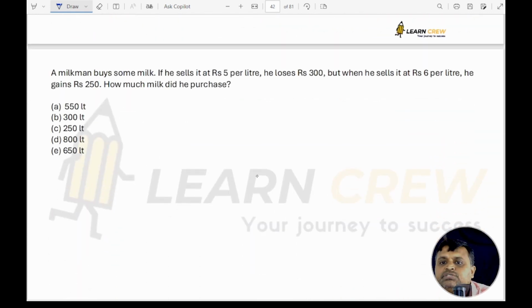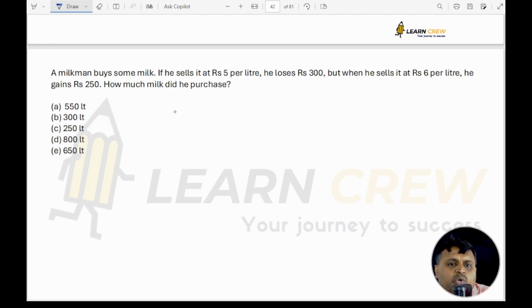Now, questions on quantitative aptitude. A milkman buys some milk. If he sells it at 5 rupees per liter, he gets a loss of 300 rupees. But when he sells it at 6 rupees per liter, he gains 250 rupees. How much milk did he purchase? Here, the number of liters purchased is not given.